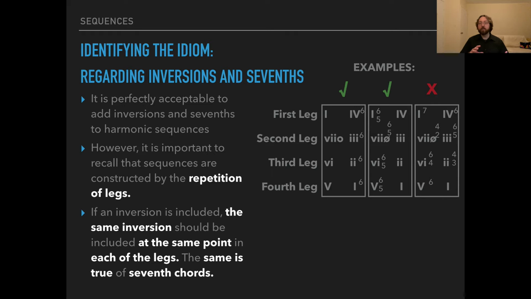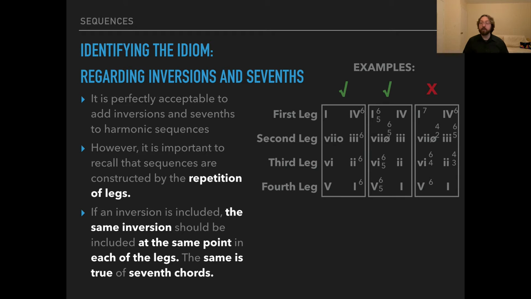Now, let's talk a little bit about how these legs are treated when we add inversions and sevenths to harmonic sequences. It's perfectly fine to do so. However, it's important to recall that sequences are not just strings of chords, but they're repetitions of legs. They are repetitions of patterns. So if an inversion is included, the same inversion should be included at the same point in each of the legs, because we're trying to create a pattern. The same is true of seventh chords.